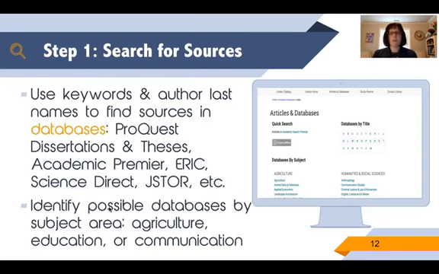I also search my key terms in Academic Premier and in ERIC, Science Direct, or JSTOR. All of these databases contain a plethora of journals that are available and helpful for our disciplines. You can also identify some possible databases by your subject area. So if you're not very familiar with the databases, type in agriculture or applied economics or communication or education and see what databases are found, and then search those databases to help you gather the journal articles.